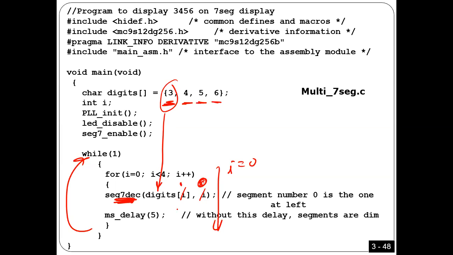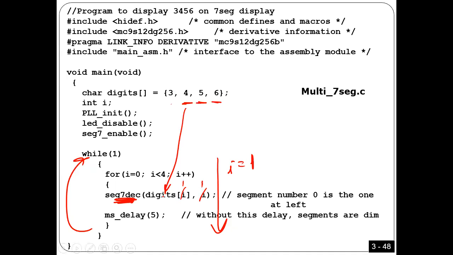Is that okay? In the second iteration, I is equal to 1, so this one is 1, and this one is 1. I'm going to take number 4 and display number 4 on display number 1. Is that okay? And so on. Same thing for 2 and for 3. When this one is 2, this one is 2, so I'm going to take the next element.